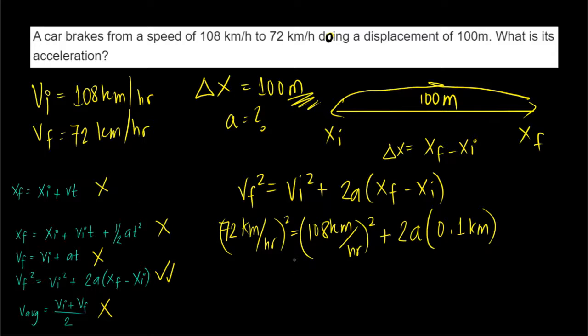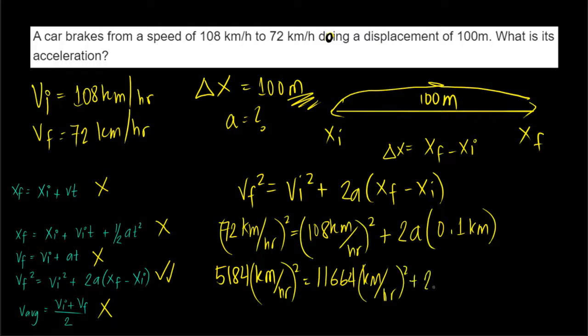Now, 72 squared is big, 5184 kilometers per hour squared. And then, 108 squared is 11664 kilometers per hour squared, plus 2a times 0.1 kilometers.